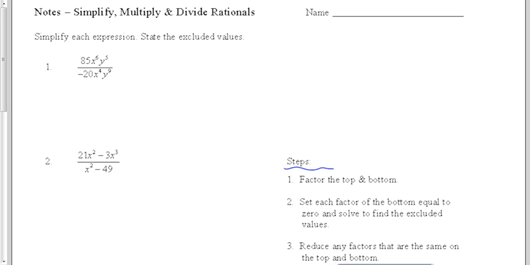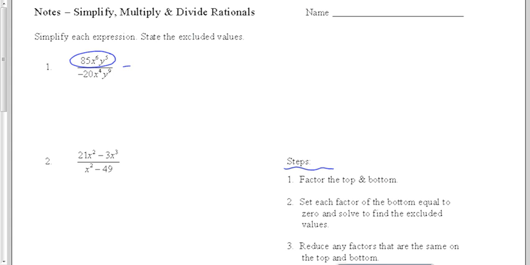Over here on the right, I've given you some steps. The first step is to factor the top and the bottom. Sometimes our factoring will be with quadratics and the like, or sometimes we'll just have a single term on the top and bottom like we do on this one. So I'm going to start out and factor the top. I'm factoring 85 x to the 6 y to the 5th.